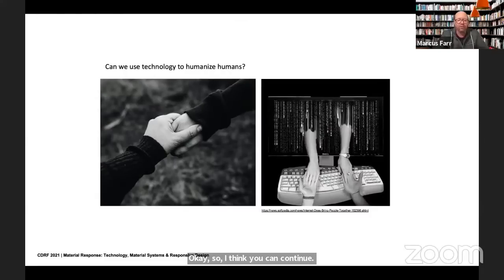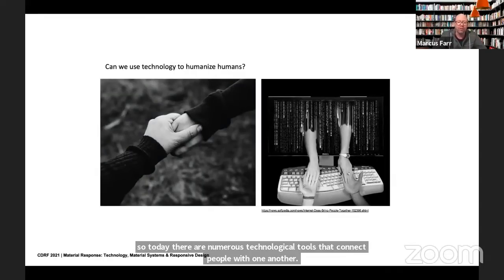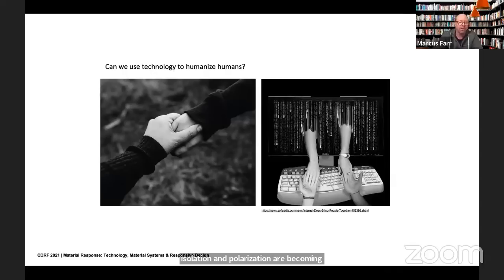Yeah, so today there are numerous technological tools that connect people with one another. Isolation and polarization are becoming more and more common in the everyday life of people. And our original questions were, is there a way that technology can help us to strengthen verbal and nonverbal communication rather than create isolation? In other words, can we use technology to humanize humans?